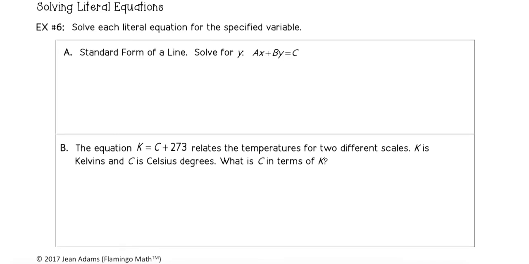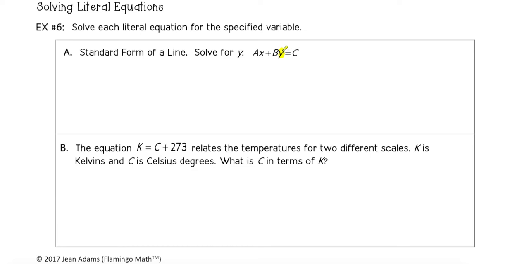Moving on down, some more word problems. All right, so it says solve each literal equation for the specified variable. A literal equation just means two variables. Easy enough. So it says standard form of a line is ax plus by equals c. We want to solve this for y. So in other words, we want to isolate y.